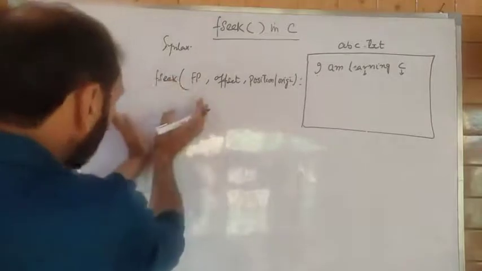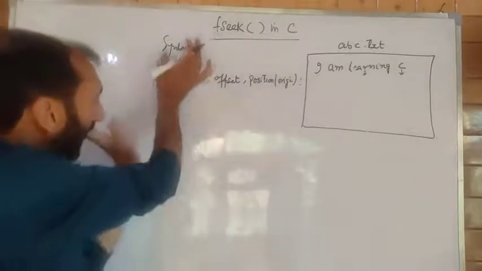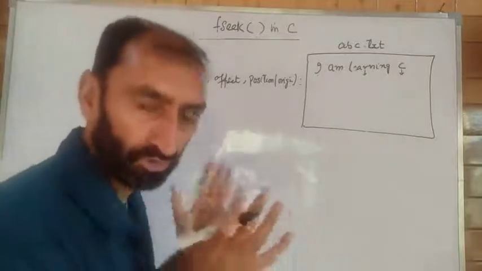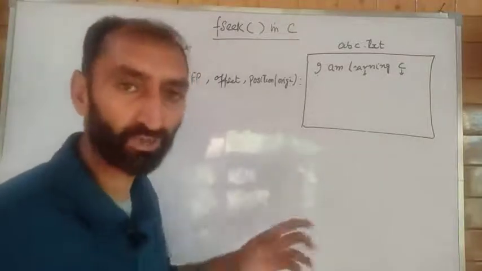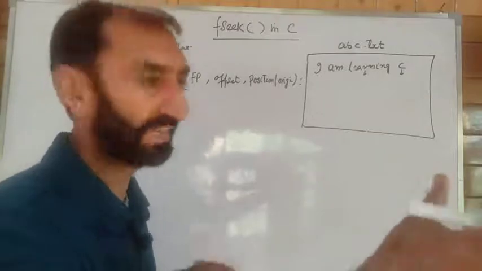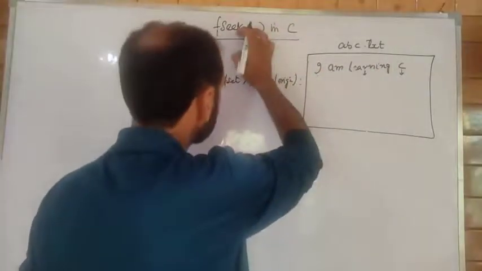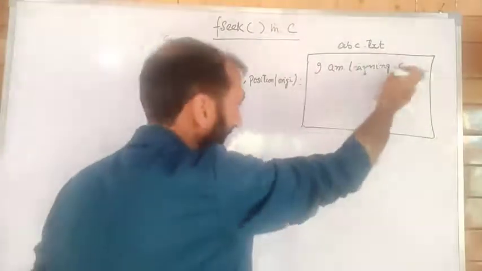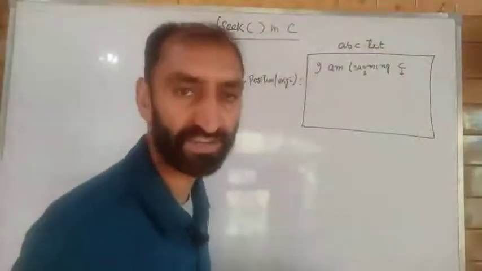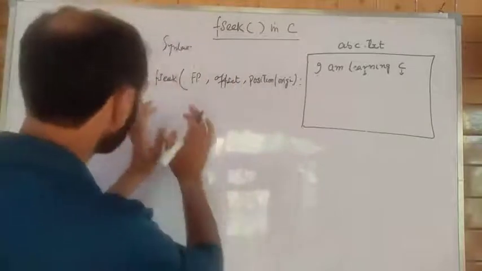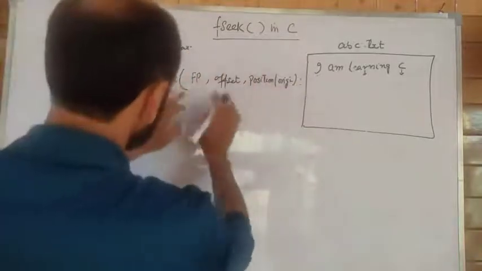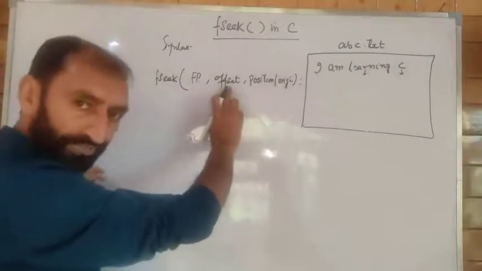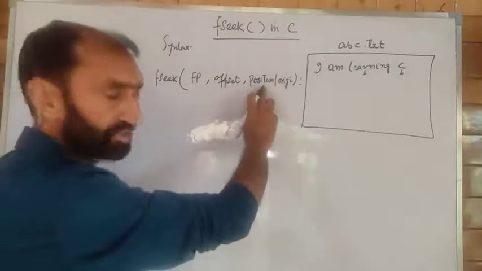This is the syntax of this fseek function. I have told you that the fseek function is the file function which is used to move the cursor to a specific position. I can move the cursor by using this fseek function either forward or backward, from beginning to end or end to beginning, anywhere in the file. So it takes three arguments. First one is the file pointer, second one is the offset, and third one is the position or origin.